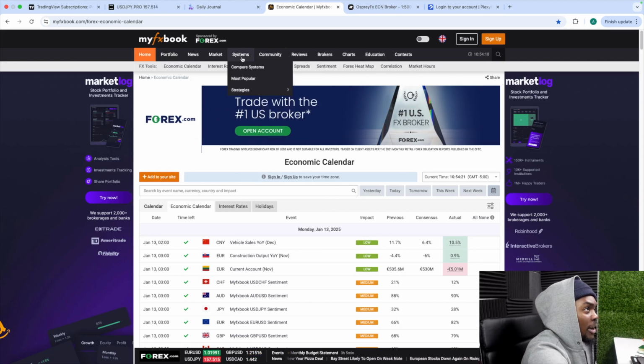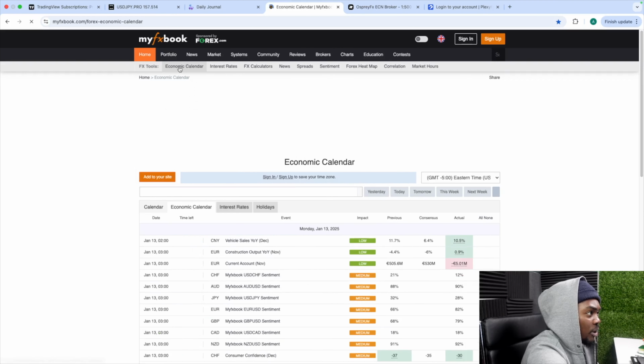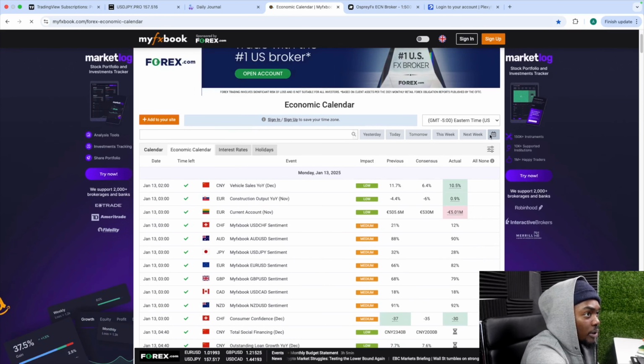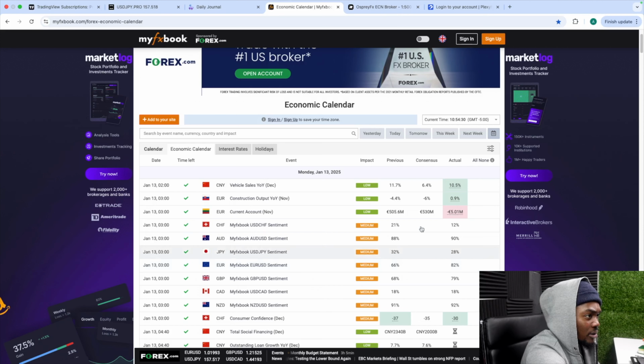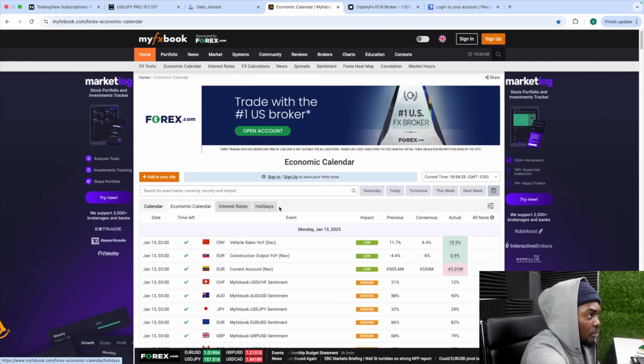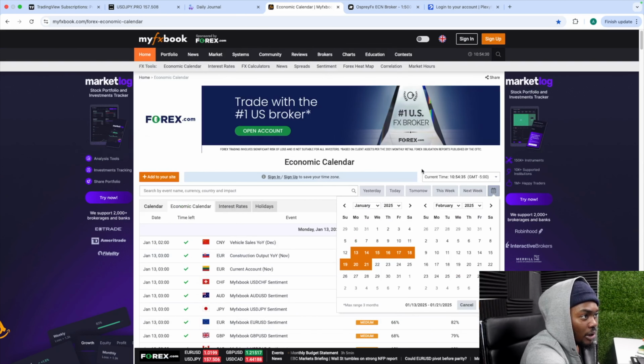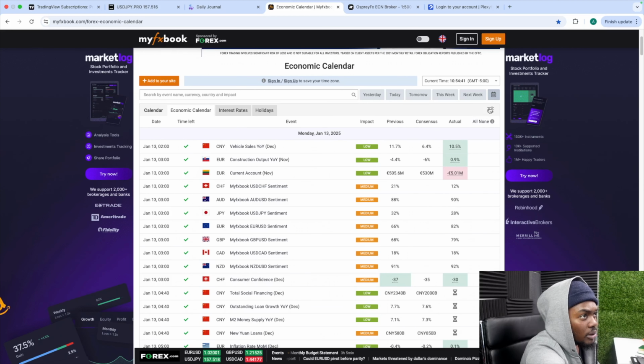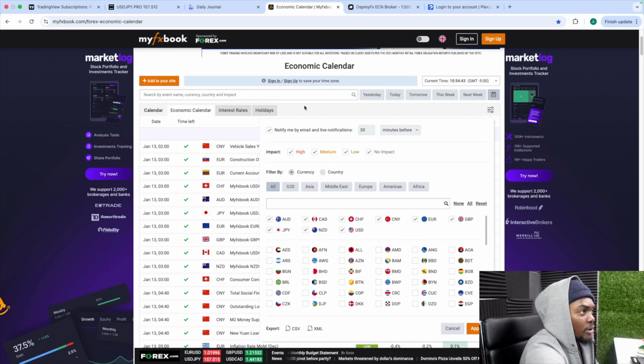But when I'm on MyFXBook, I'm basically going to go to the economic calendar. Once I go to the economic calendar, I can customize or personalize it, because I don't trade none of these. How do I change it? So somewhere here, right here. On the side, I'm going to hit the three dots.